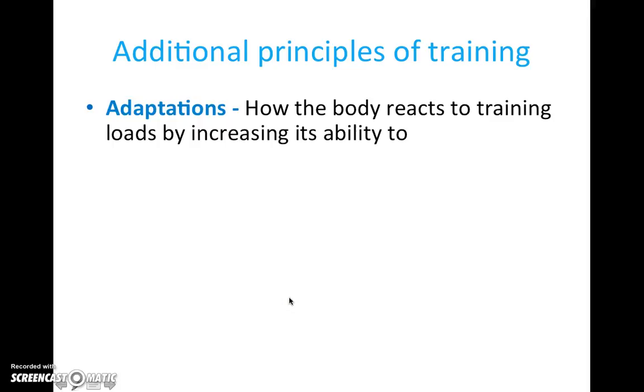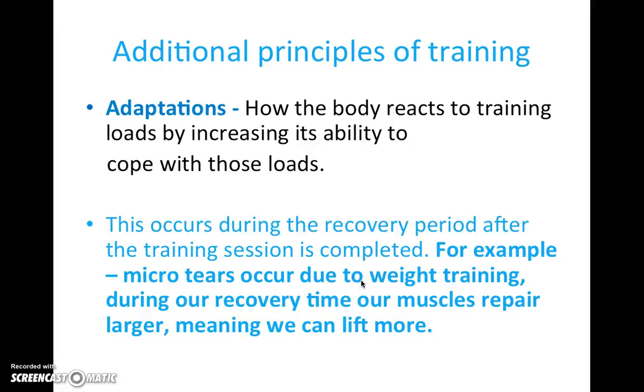Adaptations, how the body reacts to training loads by increasing its ability to cope with those loads. So in our Unit 4, Sports Performing Action, we've looked at micro tears. Now micro tears occur due to weight training. So during our recovery time, our muscles repair larger, meaning we can lift more, and that's an adaptation that has taken place. Our body reacts to training loads by increasing its ability to cope with those loads. So our body, our muscles get bigger so we can cope with bigger loads, and they are the adaptations that take place.